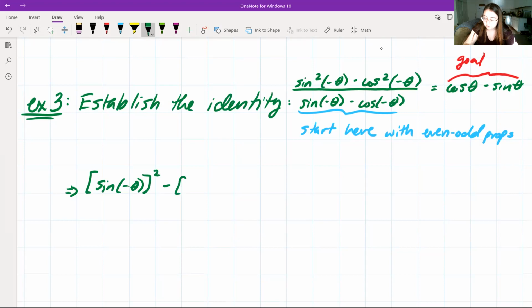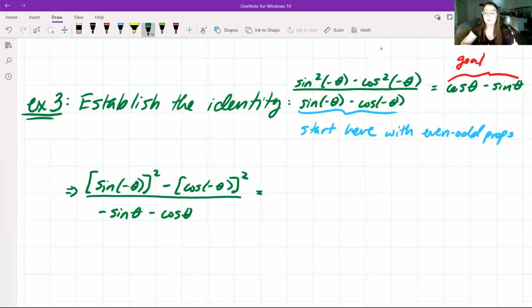Then we can do the same thing for cosine. We get cosine of negative theta squared. Then in our denominator, we don't have squared terms, so we can just use our even odd properties. We know that sine of negative theta is going to end up being negative sine of theta, while cosine of negative theta is going to be cosine of theta. So we have negative sine of theta minus cosine of theta.